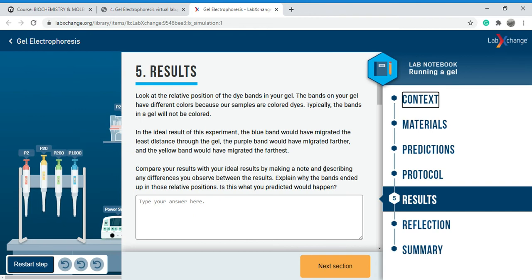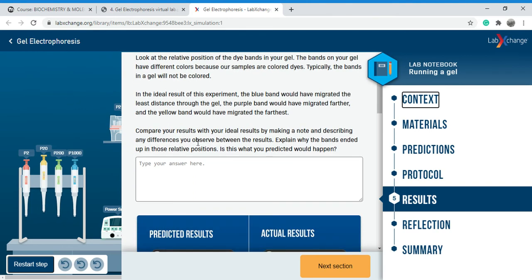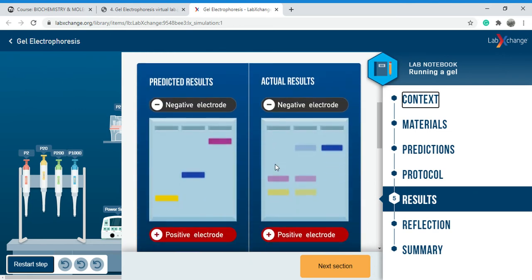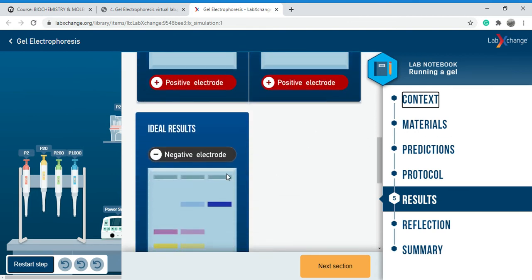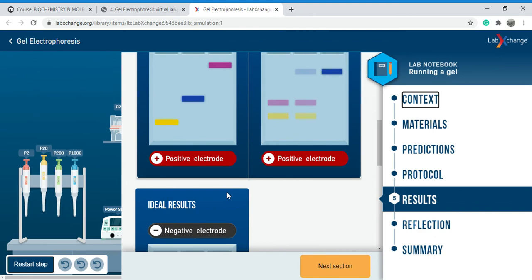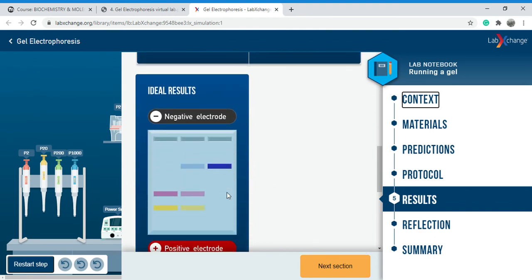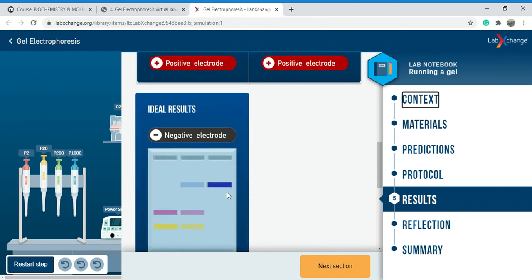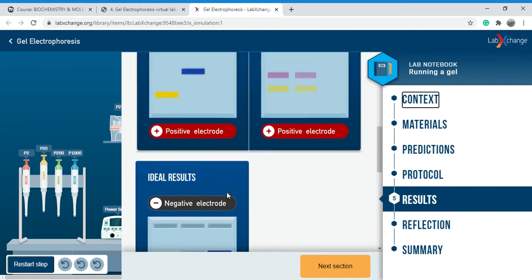Okay. Now to the results. Look at the relative position of the dye bands in your gel. Compare your results with your ideal result by making notes and describing any difference observed between the results. Explain why the bands ended up in the relative position. My actual results are here and my ideal results are here, and we can see that these are the same thing. I got my actual results just as my ideal results. They move towards the positive electrode, both of them.